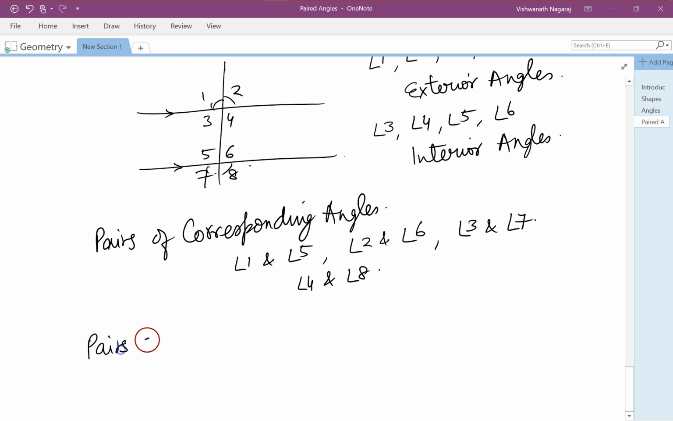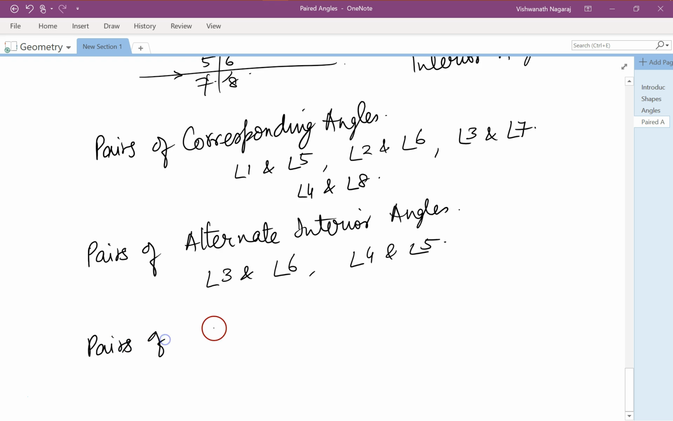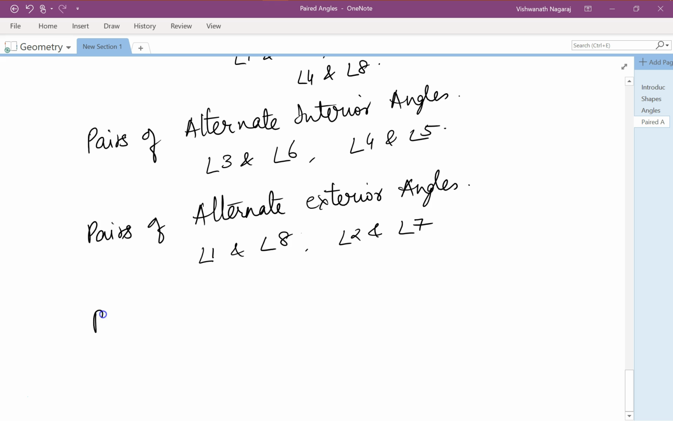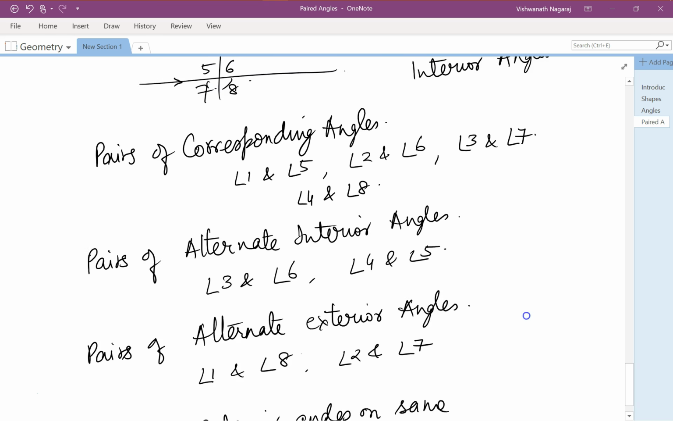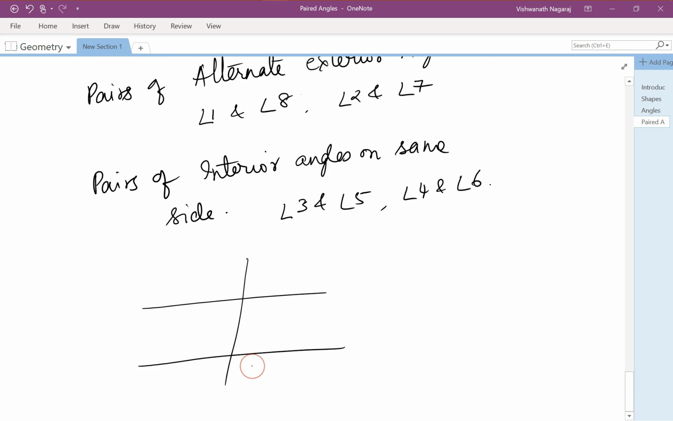Okay, then you have pairs of alternate interior or interior alternate angles. So angle 3 and angle 6, angle 4 and angle 5. Then you have pairs of alternate exterior angles. Angle 1 and angle 8, and angle 2 and angle 7. Then pairs of interior angles on the same side, that is angle 3 and angle 5, and similarly angle 4 and angle 6.